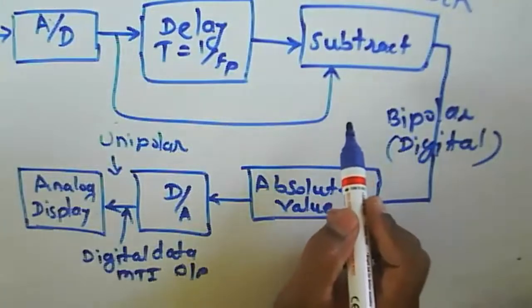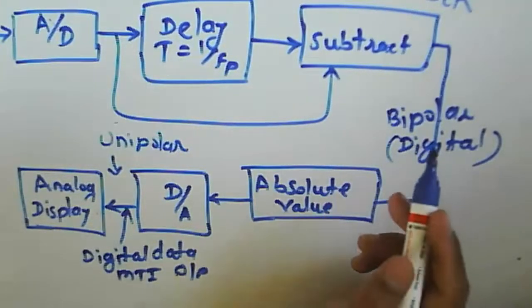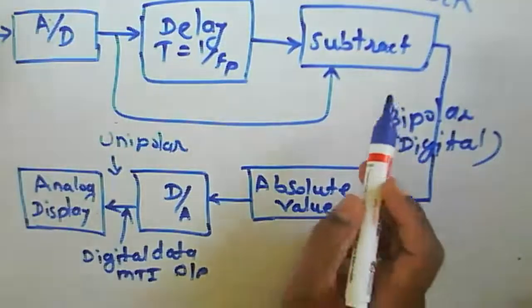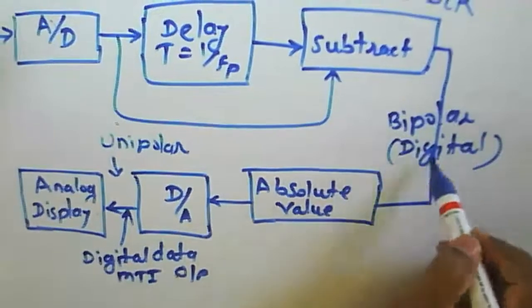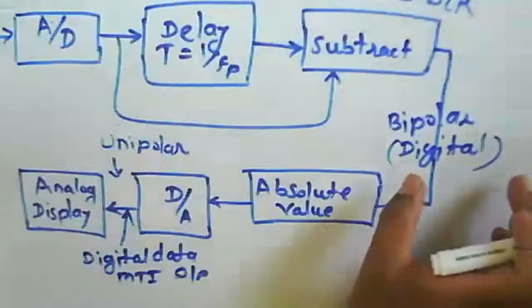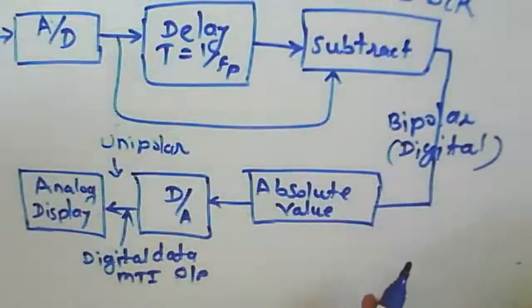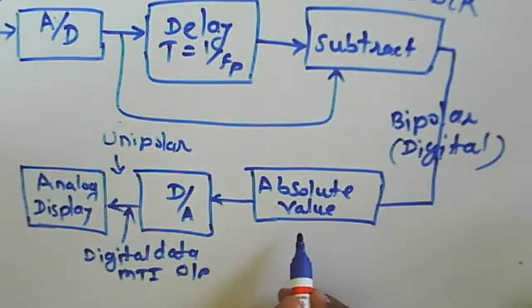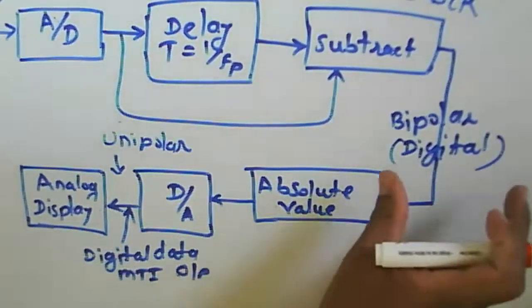Only the echo signal we are getting from the moving target will be the output present here. So it will cancel all the clutter echo here. We are getting only this particular bipolar digital data, which has some absolute value in terms of digital data.